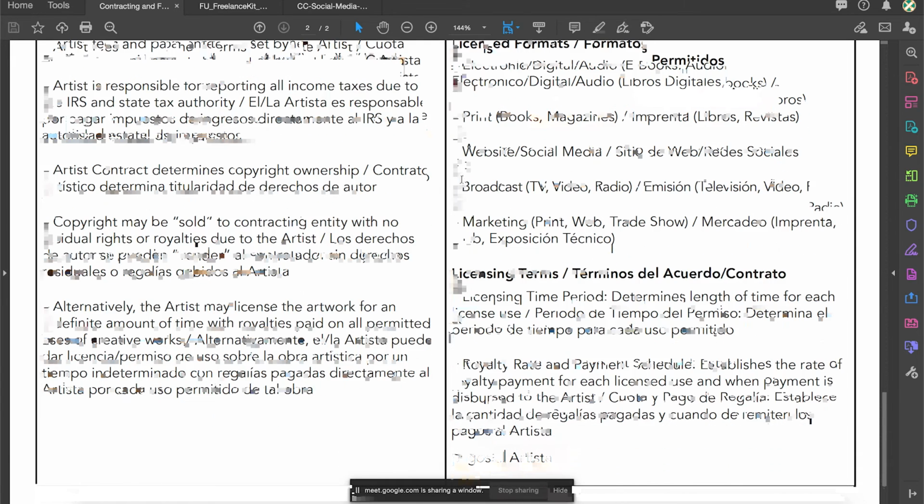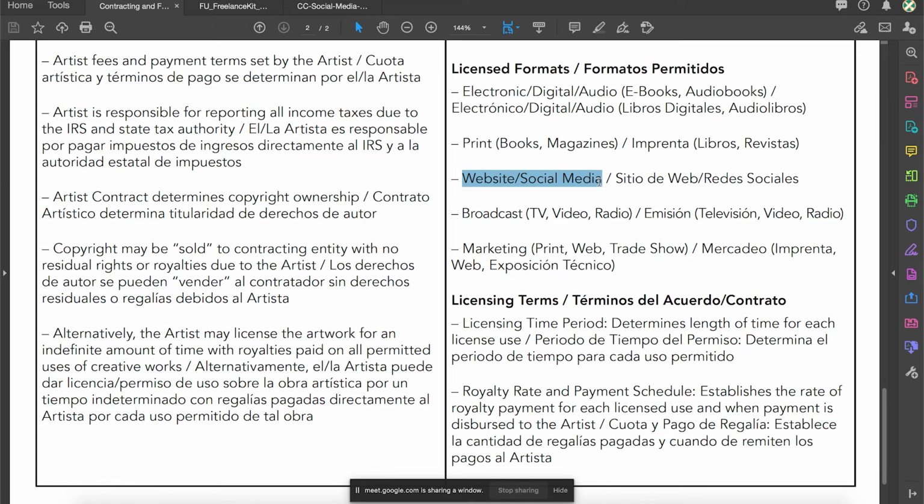There are also things like websites and social media. So if a person wants to, say, use an image that you created, or if they want to license your artwork for the promotion of their website and their social media pages, that's something they have to license from you. They shouldn't be using your artwork without your permission in any kind of space. But websites and social media are one of those things that you really have to look out for nowadays.